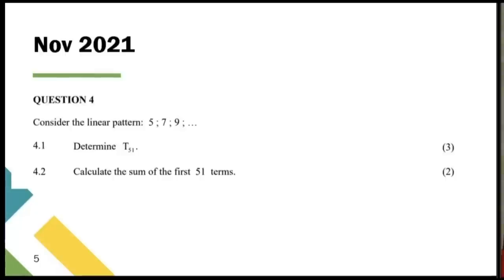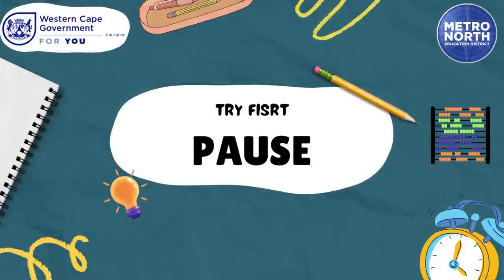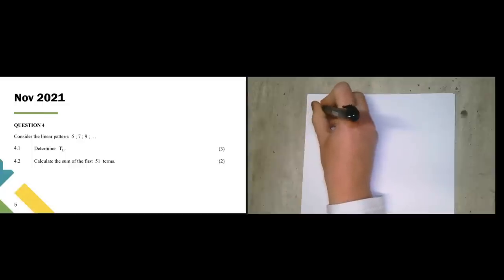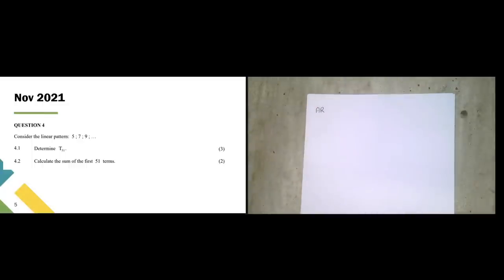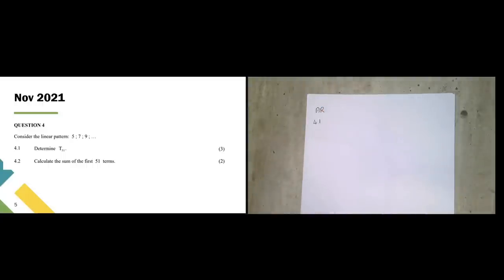November 2021. I said consider the linear pattern. Now remember, linear is another name for an arithmetic. So a linear and an arithmetic pattern is the same thing. So immediately I write down for myself, it's arithmetic or linear. Consider the linear pattern. Determine term 51. So they're asking me the term, not the sum formula, the term.